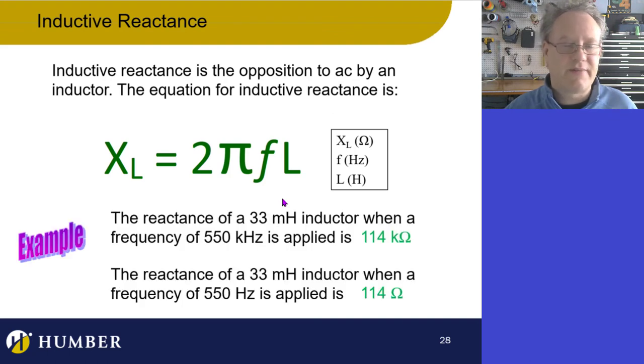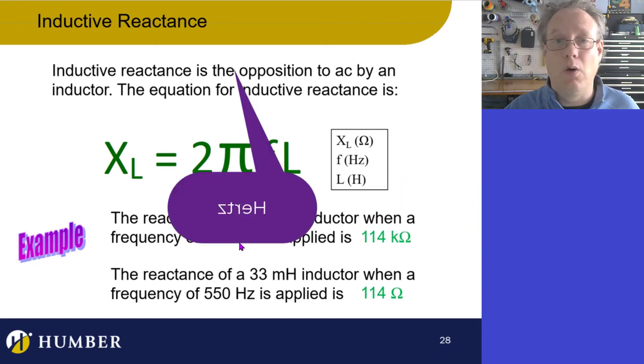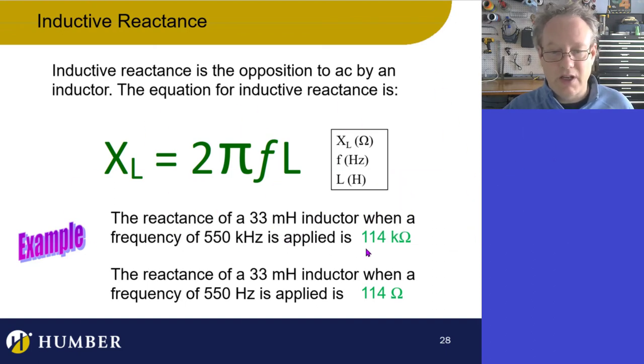So essentially, just a real quick example here. The reactance of a 33 millihenry inductor when the frequency is 550 kilohertz is going to be 114 kiloohms. Easy, just do the math.